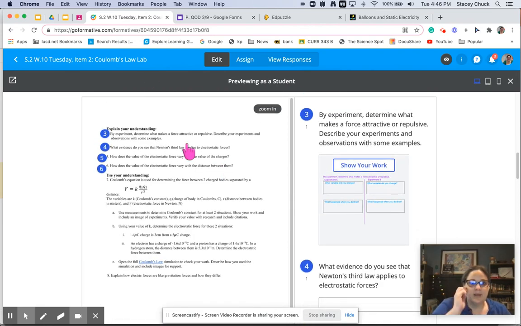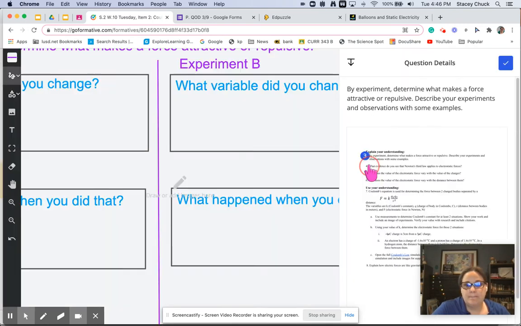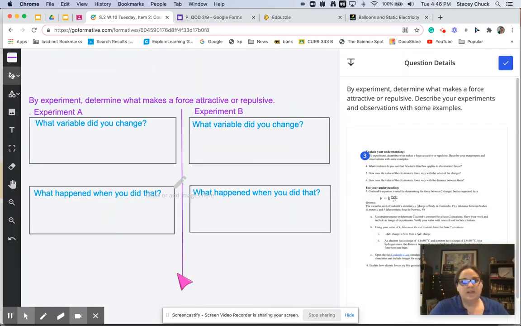All right, for number 3, by experiment, determine what makes a force attractive or repulsive. Describe your experiments and observations with some examples. You're provided with a little table to get you started. Now, at the beginning of the video, we did a few of these already. Anytime we changed a variable and then looked at another variable to see what happened, we did an experiment. So here we're just going to go ahead and document that.